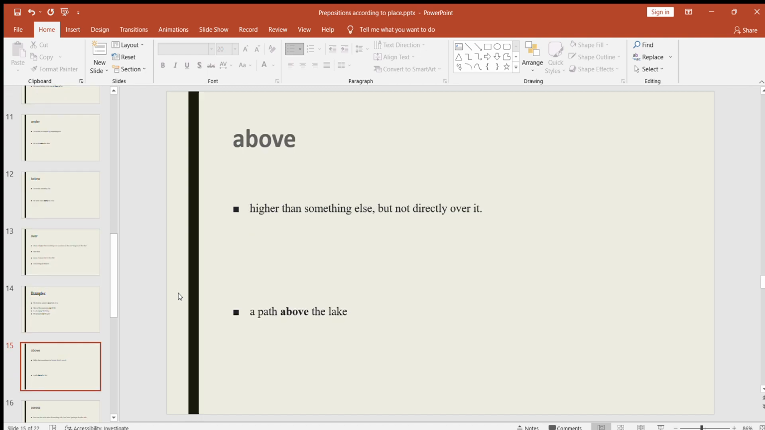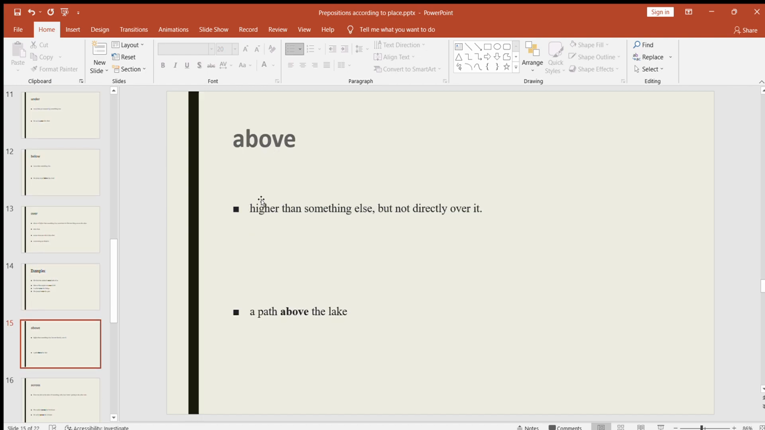Next, above: higher than something else but not directly over it. There's a small difference between above and over. A path above the lake, higher than something else but not directly over it. So here we can use above for this kind of case. Okay, next.